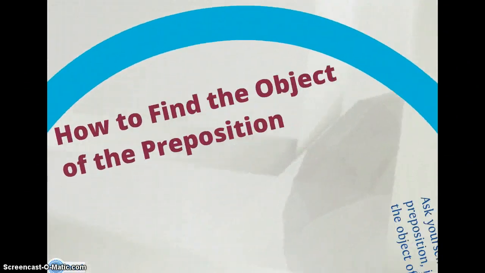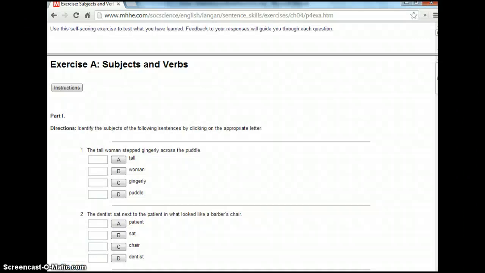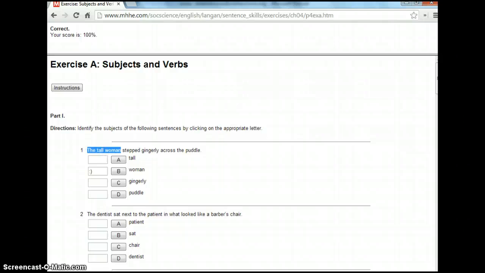How to find the object. Ask yourself what about the preposition in order to find the object in the sentence. So let's practice. Identify the subjects of these following sentences. The tall woman stepped gingerly across the puddle. Who or what is the sentence about? Who is stepping? The woman is stepping. The complete subject would be the tall woman. The verb is stepped. And the prepositional phrase would be across the puddle.